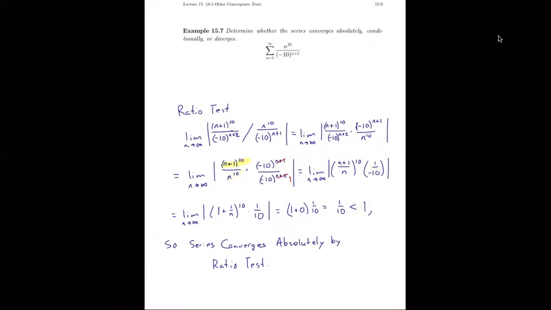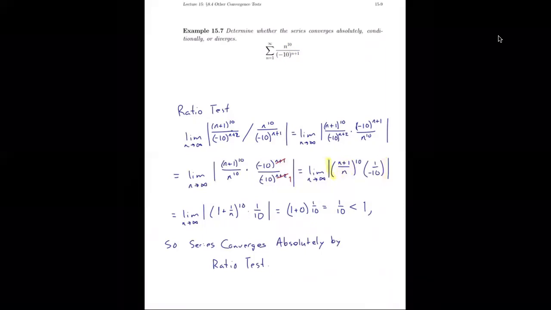Well, this is a to the 10th over b to the 10th. So we can rewrite it as a over b to the 10th. And that's exactly what's happened in this term. So we got n plus 1 over n to the 10th. Limit as n goes to infinity of all of this with absolute value here.